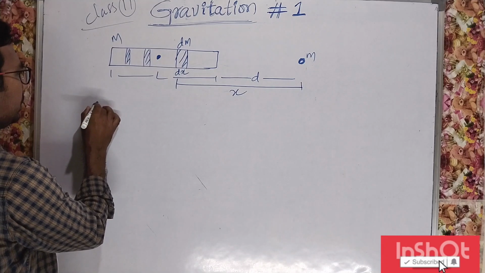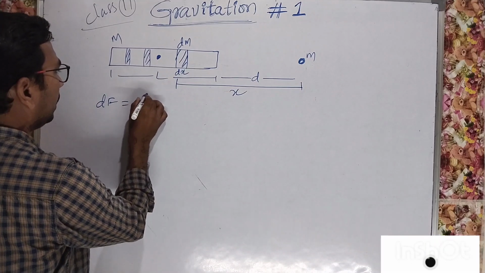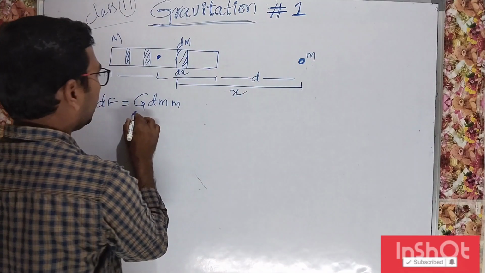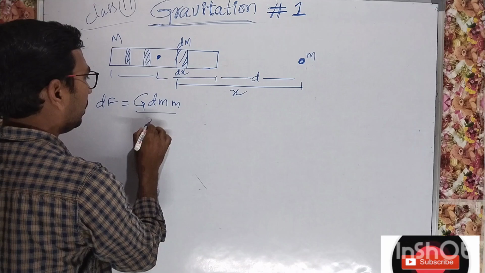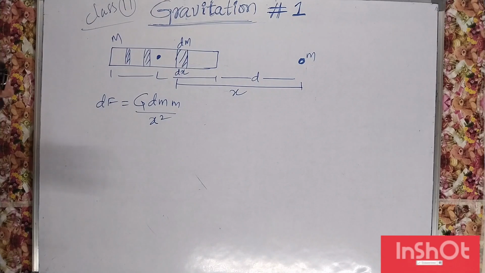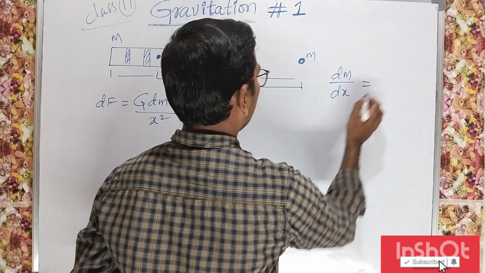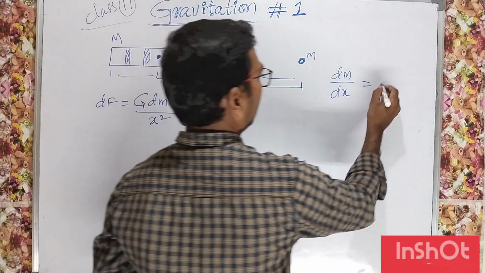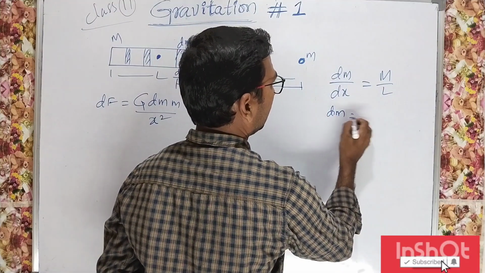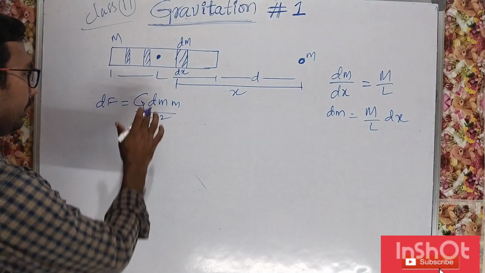What is the gravitational force here? dF is equal to capital G dm into m by x square, since the distance between the two is x. Here dm by dx is equal to capital M by L, so dm is equal to capital M by L into dx.